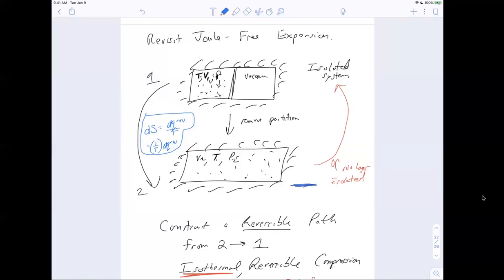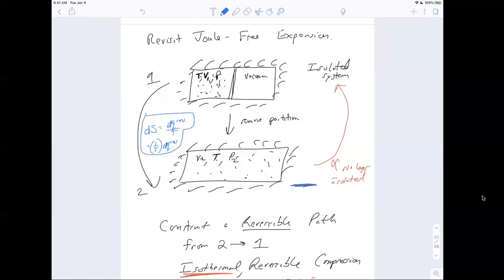So we had to construct a reversible path that would connect the two equilibrium states: the gas on one side of the partition, and the gas fully distributed at equilibrium over the entire volume of the container. The reversible path that we constructed was an isothermal compression, where we compressed the gas back to the initial state.